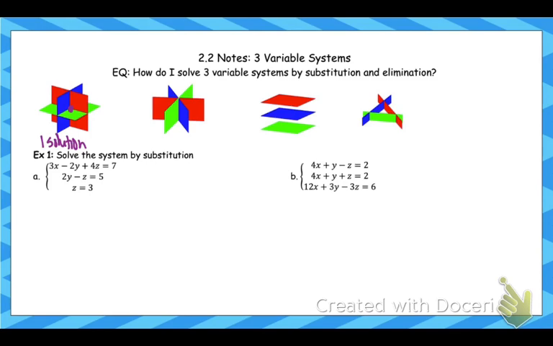So look at this second picture. All 3 of these planes intersect on this line. So every single point on that line is a solution, and we know that there are infinite points in a line. So this is actually an example of infinite solutions. All right, look at the next one. That's a pretty good example of no solutions because those graphs don't intersect anywhere.